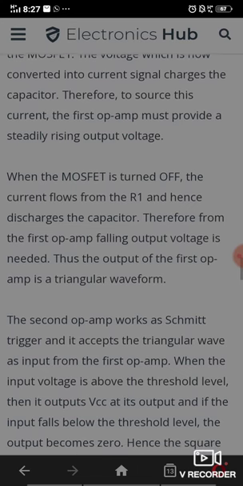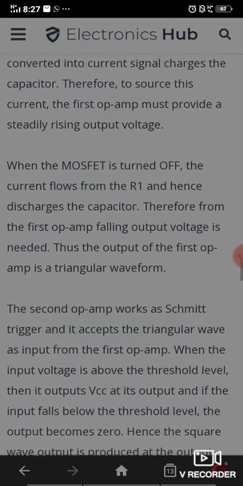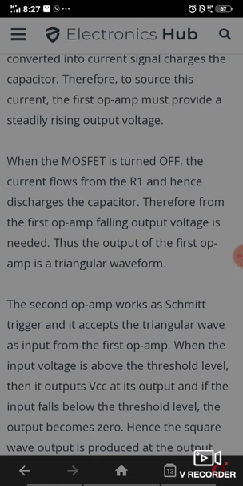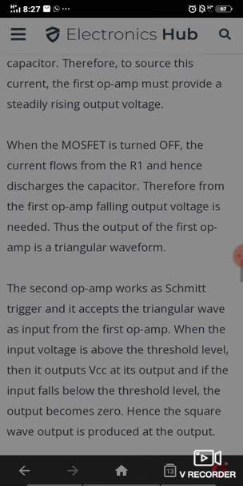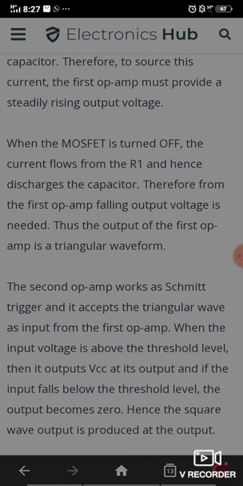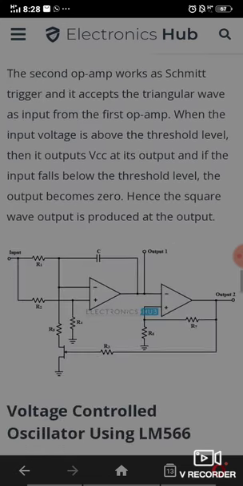Thus, the output of the first op-amp is a triangular waveform. The second op-amp works as a Schmitt trigger and it accepts the triangular wave as input from the first op-amp. When the input voltage is above the threshold level, then VCC acts as the output, and if the input falls below the threshold level, the output becomes zero. Hence, a square waveform is produced at the output.